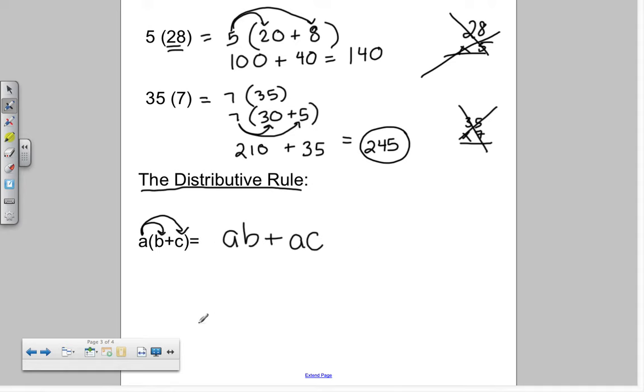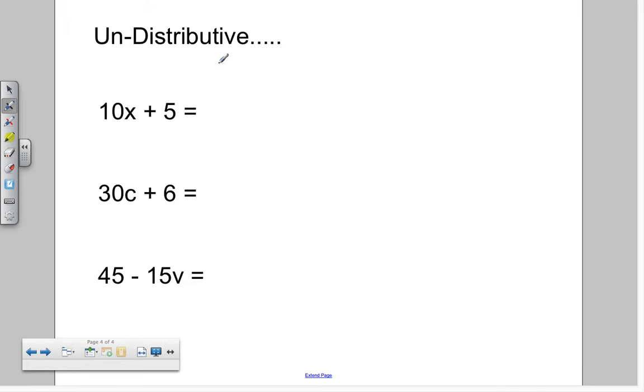moving along, there's going to be something called the undistributive. But that's not the official name. I just called it that, and I think he calls it that in the book. But if you work backwards, the distributive rule will also work the opposite direction. So let me show you what I mean by that. Undistributive. Again, it's not really a mathematical term. But what I want to do is make this expression look like it did before I distributed it.